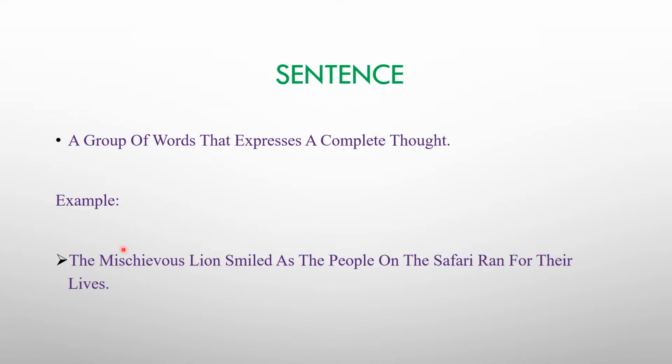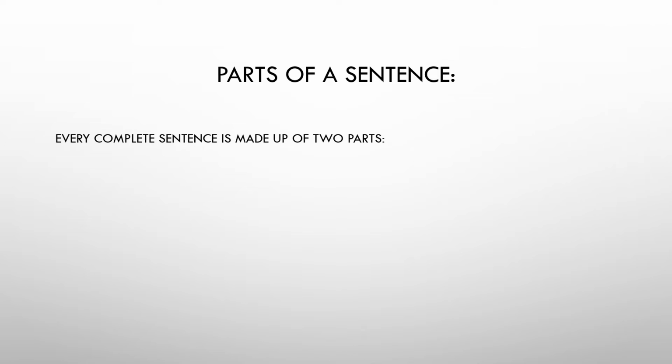So over here you can see why this is a sentence, because it is expressing a complete thought, and it has a subject lion and it has a verb ran along with the other parts. So it is expressing a complete thought. Now let's look at the parts of a sentence. Every complete sentence is made up of two parts, that is, a subject and a predicate.